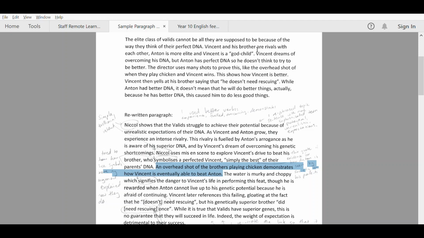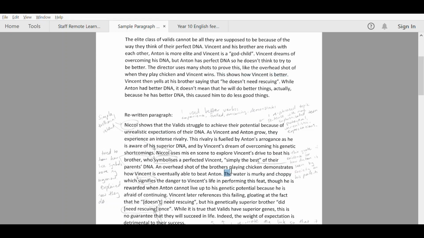Vincent dreams of overcoming his DNA, but Anton has perfect DNA, so he doesn't think to try to be better. That's really short, clunky phrasing. Here's the director uses many shots to prove this, like the overhead shot when they play chicken and Vincent wins. Notice the use of language here, mise-en-scene. It's a simple addition of terminology which we've taught you. Okay. This shows that Vincent is better. Like, how clunky and silly is that? The wording is really basic.